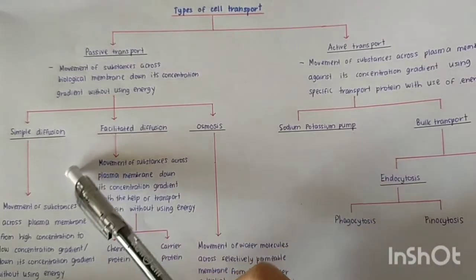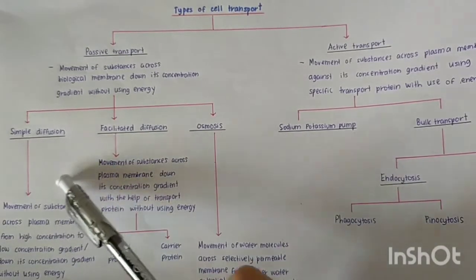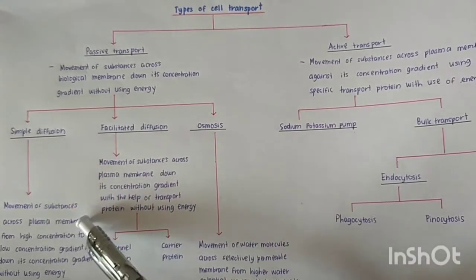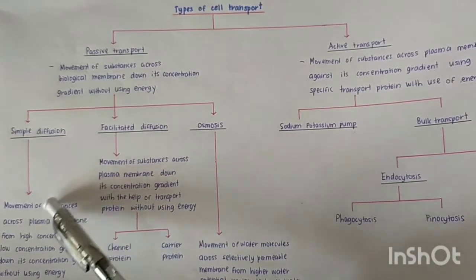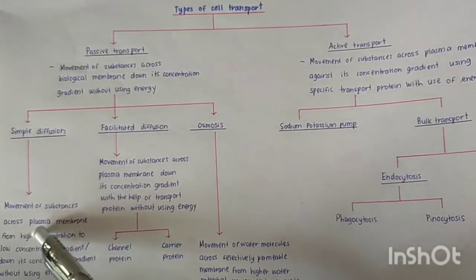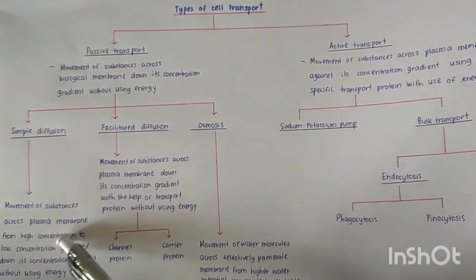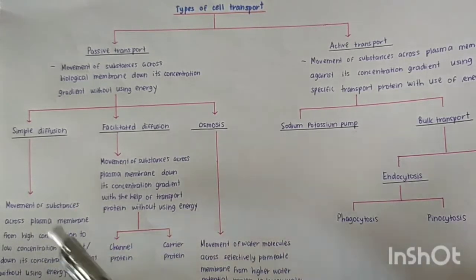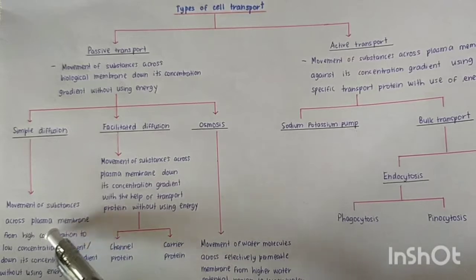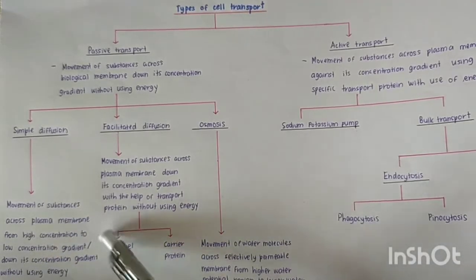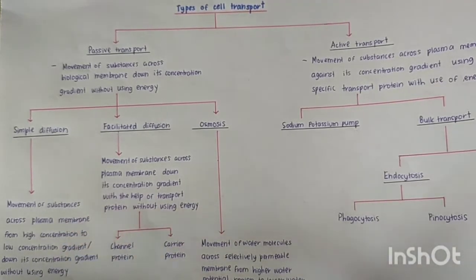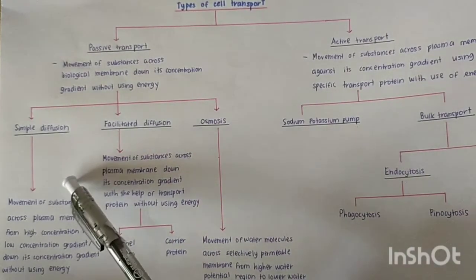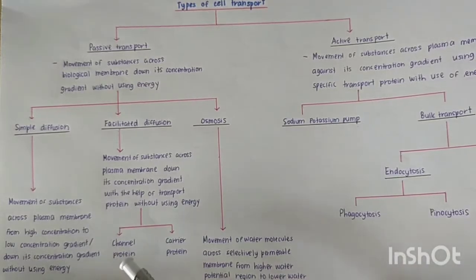For simple diffusion, it involves the movement of substance. The substance here can be non-polar or lipid soluble substance or small substance across the plasma membrane from high concentration to low concentration. Or you can mention the movement of substance across the plasma membrane down its concentration gradient. It means the same thing, without using energy, because simple diffusion is a type of passive transport.